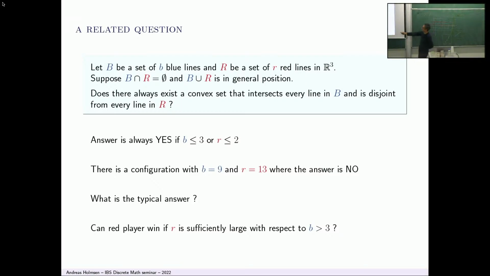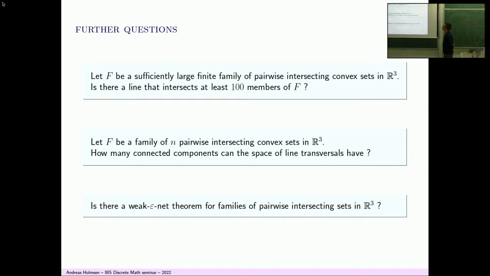And this configuration is not too complicated, but maybe I'll show it now. Okay, so last slide, some further questions. And this is where we maybe think that the whole theory could be saved. And that is, basically, we don't look at families of convex sets, we look at families of pairwise intersecting convex sets. Okay, so we add a condition that every pair has a point transversal. Then maybe some theory of line transversals will arise.